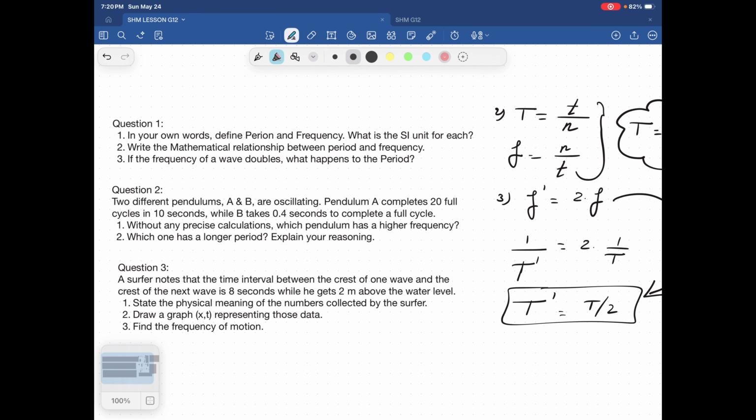Which one has a longer period? We know that the frequency and the period are inversely proportional. So if f_A is bigger than f_B, this means that 1 over T_A is bigger than 1 over T_B, and thus T_A is smaller than T_B.